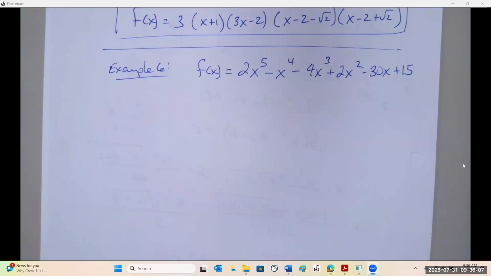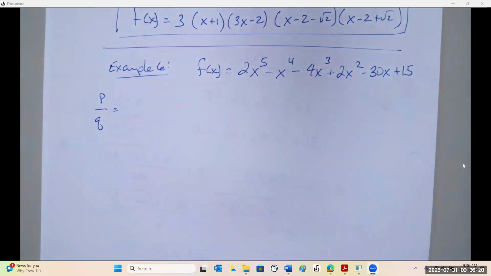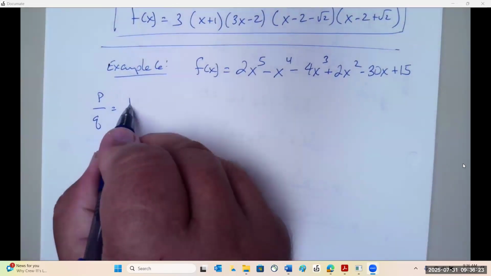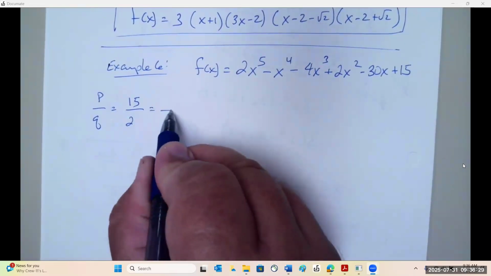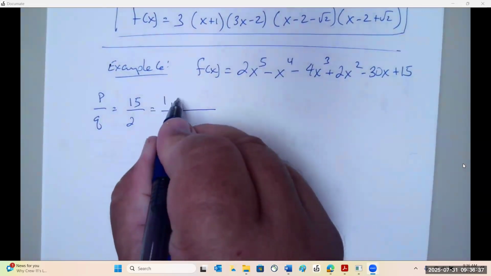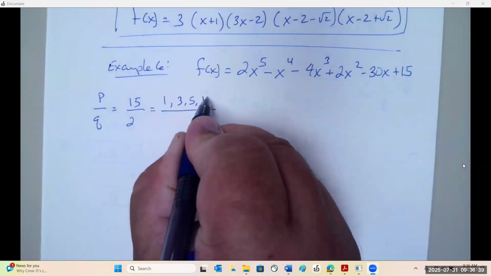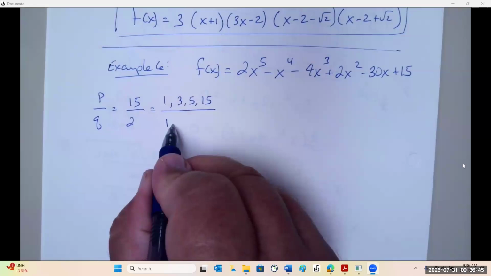So what's my first step? What's my P over Q? What is P? P is the constant, 15. What is Q? 2. So what numbers multiply to give you 15? Right. 1 times 15 and 3 and 5. What numbers multiply to give you 2? 1 and 2.